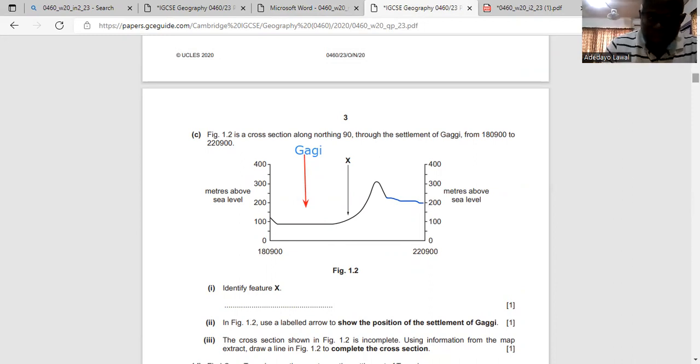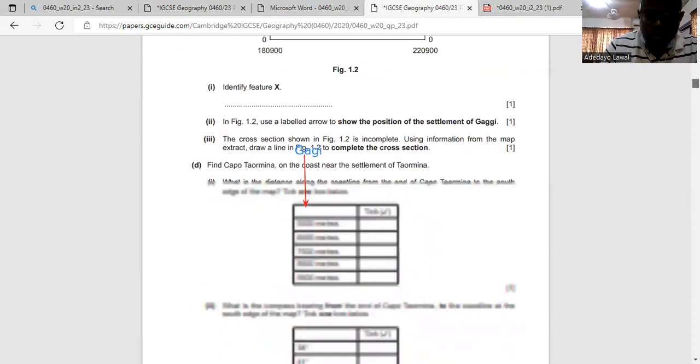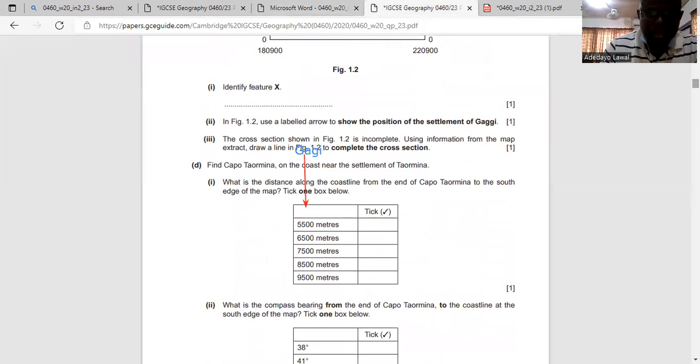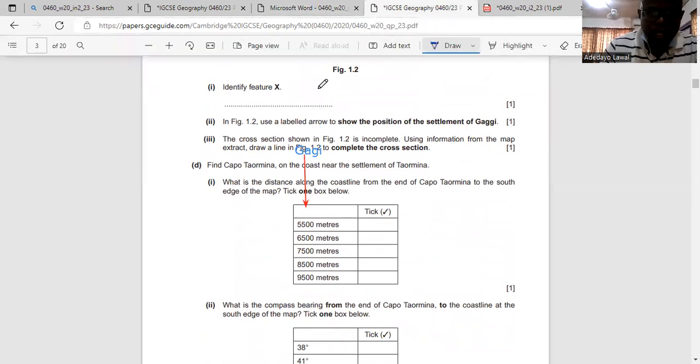So what they want to see here is whether you can actually locate how that thing was done, whether you understand everything there. So let me clear this thing here.